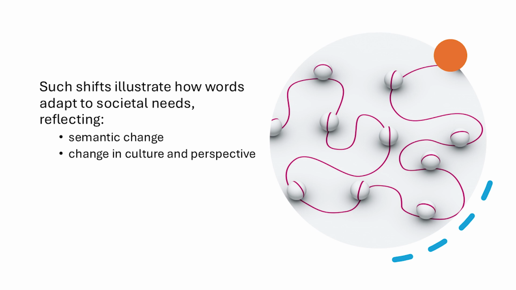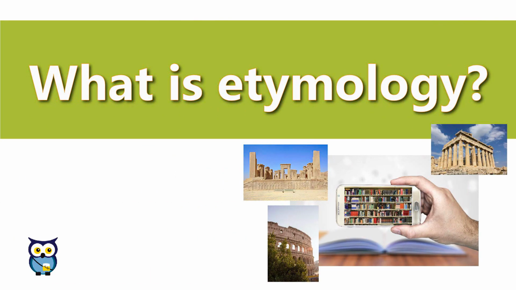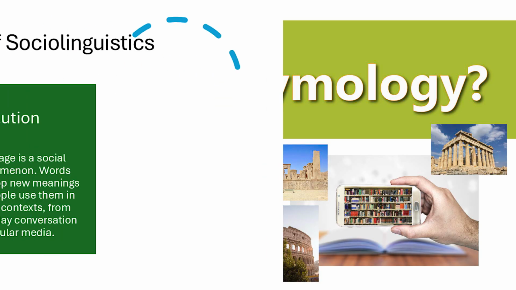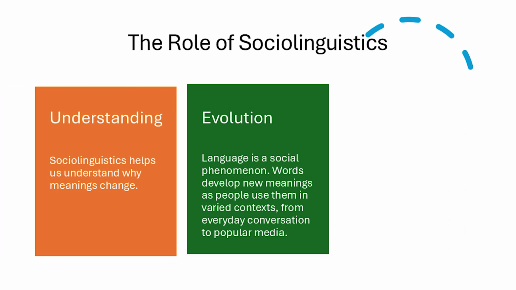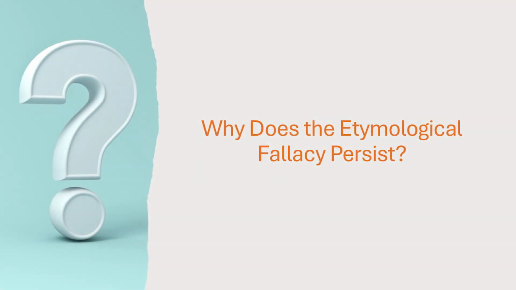If you're interested in such topics, you can look into sociolinguistics, which looks at language change, language variation, and discusses such semantic changes through history. You can also indeed look into historical linguistics or diachronic linguistics. I also strongly recommend you go back and watch our video on what is etymology. Anyway, words develop new meanings as people use them in varied contexts, from everyday conversation to popular media. If you try to hold on to the original meaning of a word, it's kind of impractical, and it may actually stifle communication.